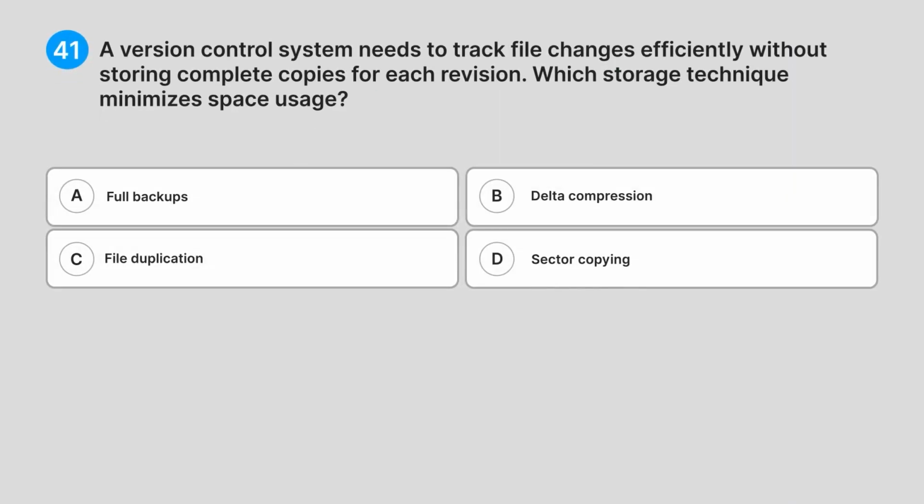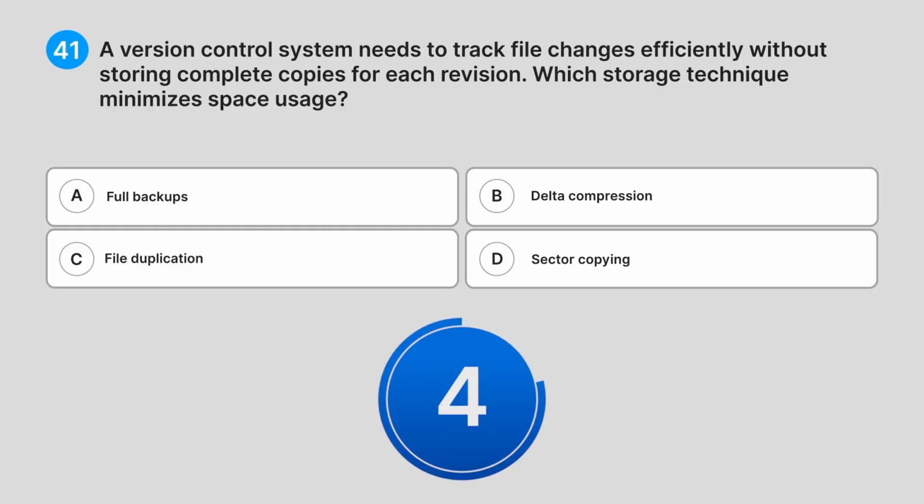41. A version control system needs to track file changes efficiently without storing complete copies for each revision. Which storage technique minimizes space usage? A. Full backups. B. Delta compression. C. File duplication. D. Sector copying. Can you guess the answer?